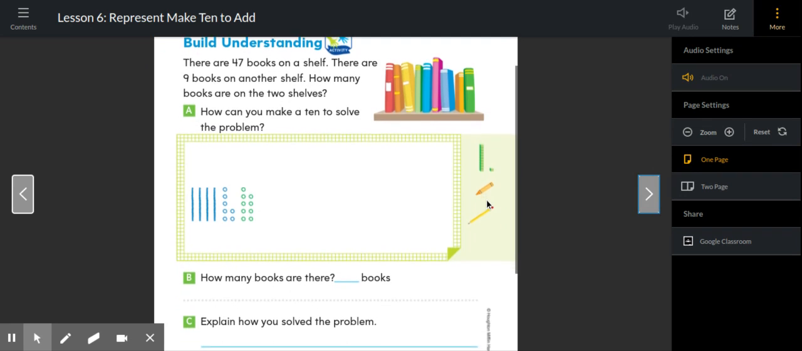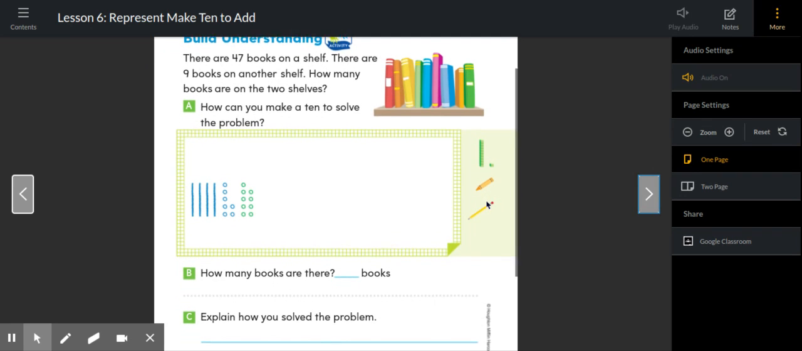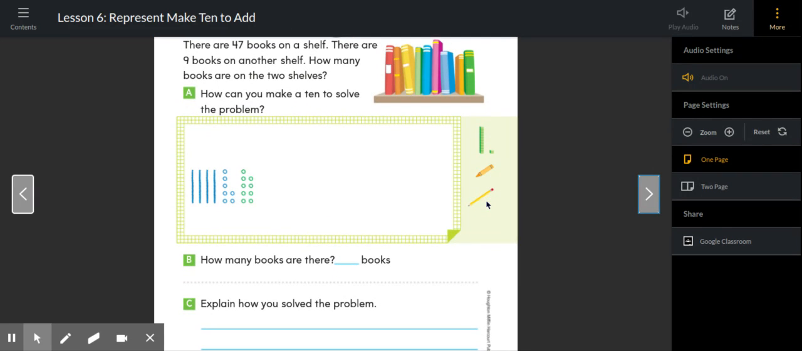Build understanding. There are 47 books on a shelf. There are 9 books on another shelf. How many books are on the 2 shelves? So this time they've done the quick pictures for us. So 47 books. Right here we have 4 tens and 7 ones. That represents the blue right here represents the 47 books that are on the shelf. These 9 green ones represent the 9 books that are on the other shelf. So how many books are there?